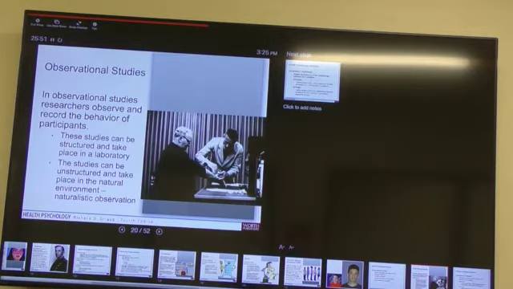In observational studies, researchers observe and record the behavior of participants. These studies can be structured and take place in a laboratory. The studies can be unstructured and take place in the natural environment, and this is known as naturalistic observation.